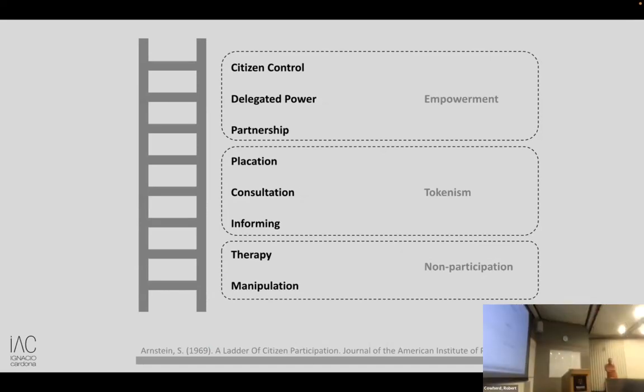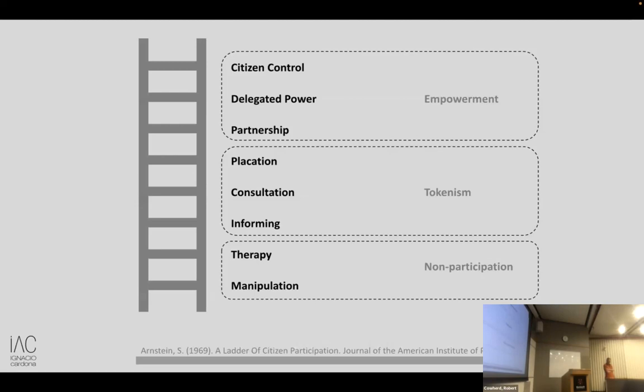So basically what she's saying, and this is, I have to say, a Marxist framework, is that supposedly, if you are in the lower part, so these are different steps, actually, 1, 2, 3, 4, 5, 6, 7, 8 steps of the ladder. If you are in the lower part of the ladder, you are not really creating participation. She called that manipulation and therapy, that's non-participation. So this is not really participation.